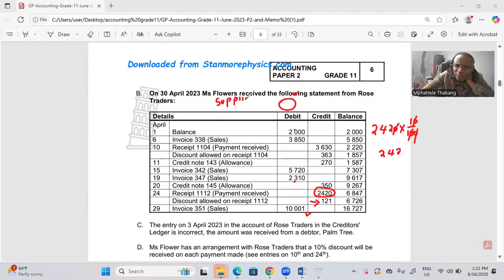The mistake of the supplier will be rectified in the creditors reconciliation statement. So there is a shortage of 121. If you say 242 minus 121, you'll see that it is 121. There is a shortage of 121 in the statement of account. So we must go to the credit side of the statement of account and record 121.